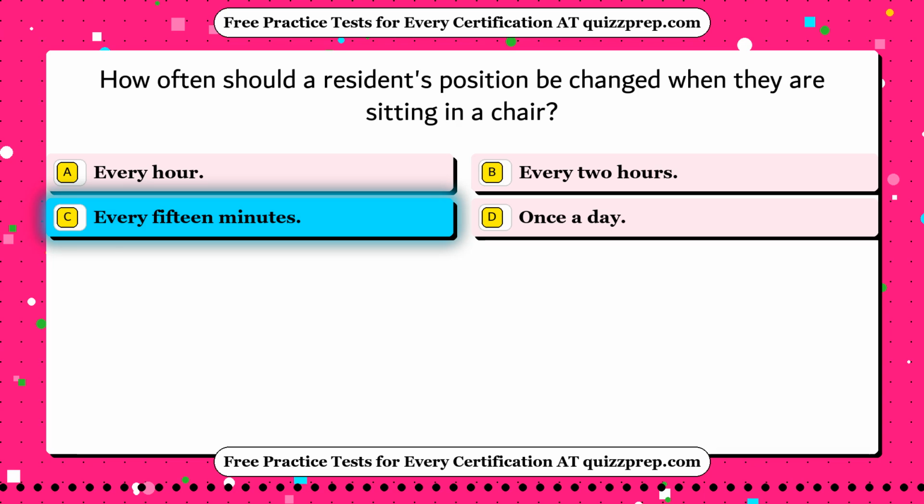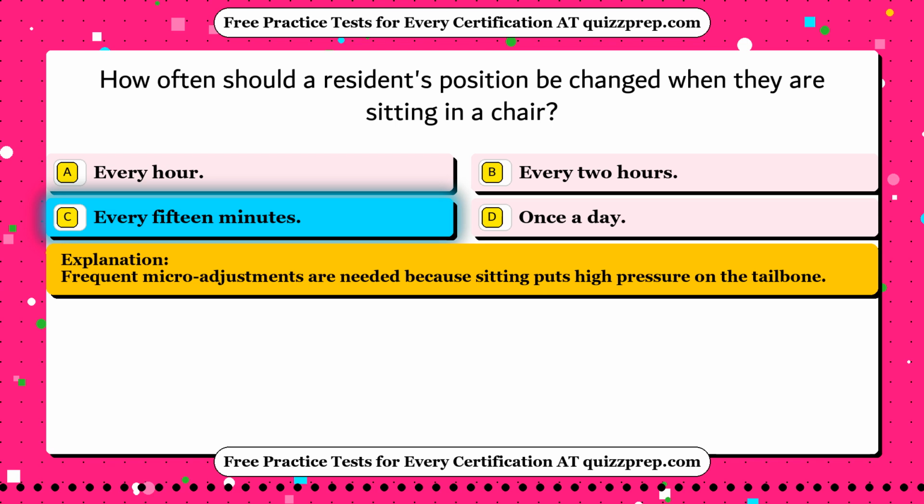The correct answer is option C. Every 15 minutes. Frequent micro-adjustments are needed because sitting puts high pressure on the tailbone.